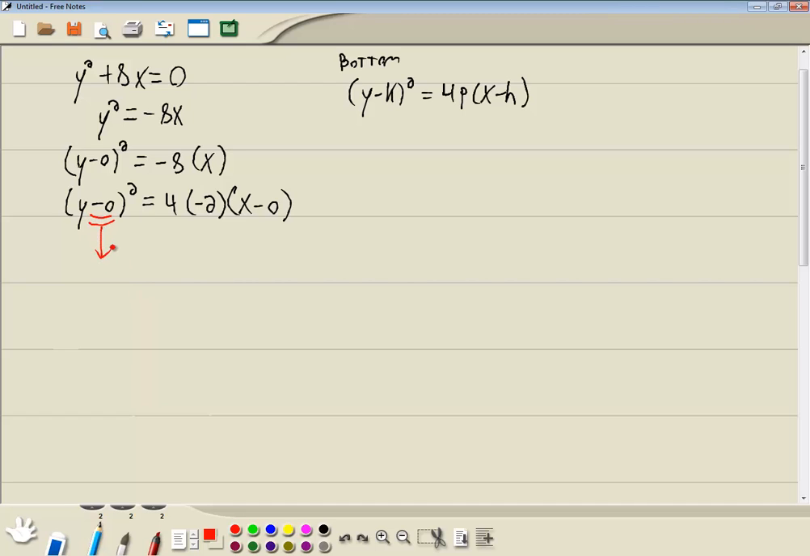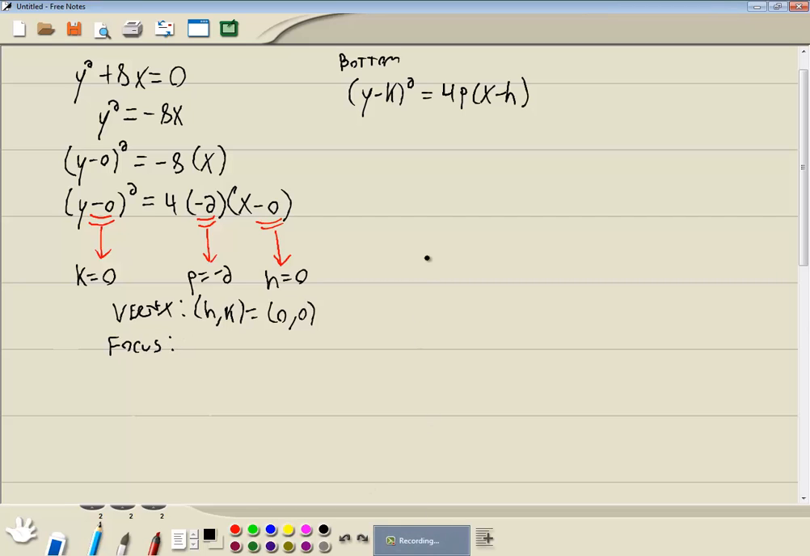Whatever number goes with our y will be our k, with the opposite sign, though 0 doesn't have a sign. Whatever number is inside the parentheses here will be our p. So p is negative 2. And whatever number is right here will be our h, opposite sign. So h will be 0. Now our vertex is always (h, k) no matter which formula you use. So we'll have (0, 0) for our vertex.